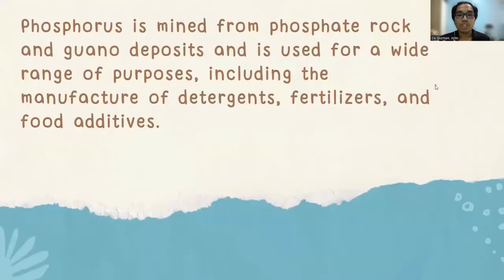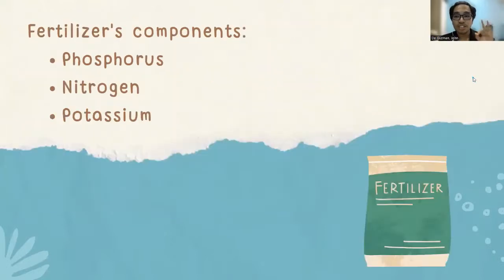Now, phosphorus is mined from phosphate rocks and guano deposits and is used for a wide range of purposes, including the manufacture of detergents, fertilizers, and food additives. But for this video, we will mainly focus on fertilizers. Now, fertilizers has three components. One is phosphorus, which we mentioned a while ago. Second is nitrogen, and the third is potassium.